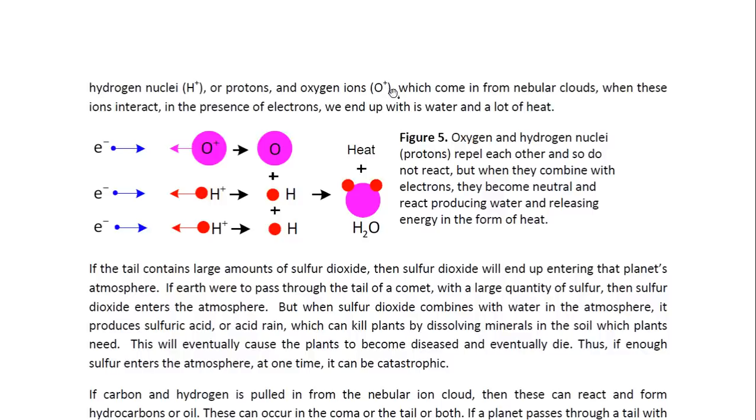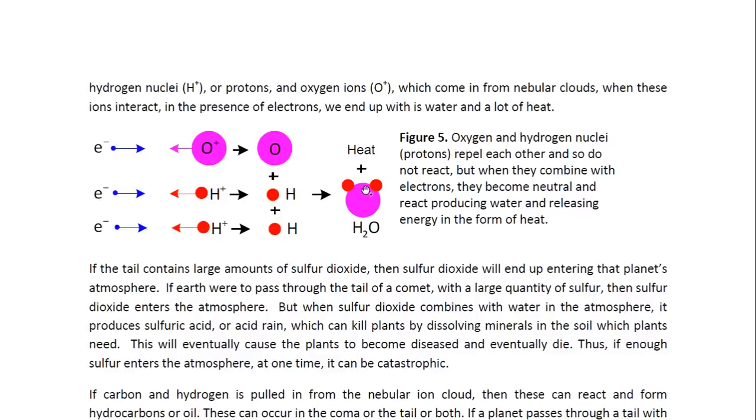Oxygen, when it loses 1 electron, becomes an oxygen ion. So we can write it as O with a plus, meaning 1 plus electric charge. And if these come from the nebula clouds, then when these ions interact in the presence of electrons, we end up with water. And this is illustrated here below. So we have an oxygen ion and 2 hydrogen nuclei or protons, and all of these will capture an electron, so they'll become neutral. And once they become neutral, they can react and form water.